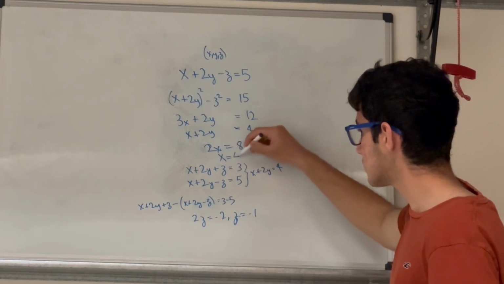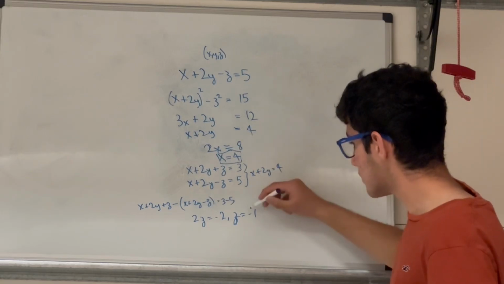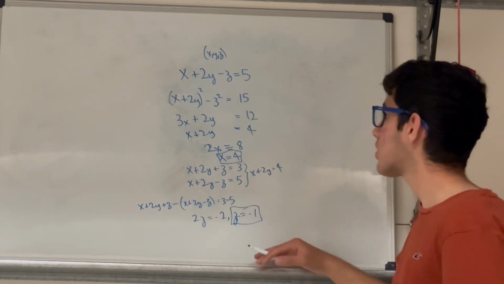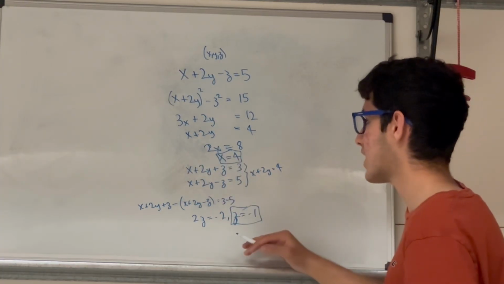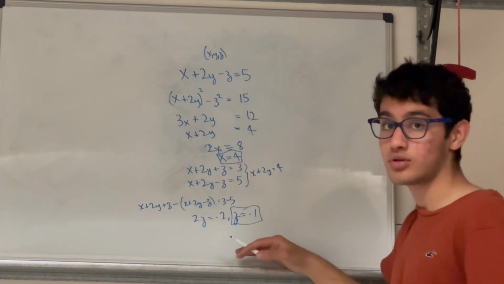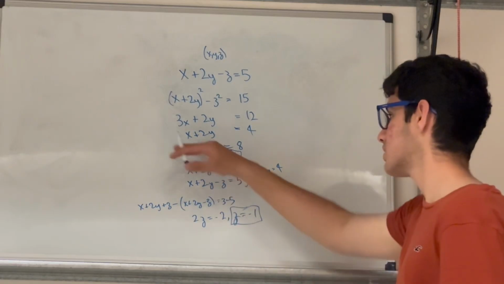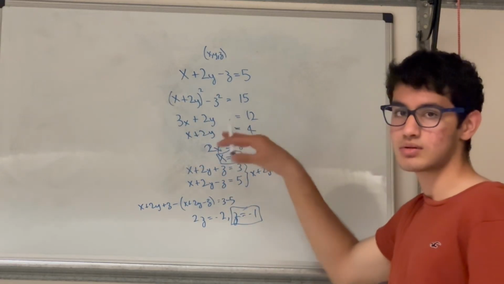So x is equal to 4. We already have z equals negative 1. What else is there to do now? Well, you can plug it in here. If x equals 4, y will have to equal 0, right? There's nothing else it can be. If x is 4, that means 2y equals 0, so y equals 0.